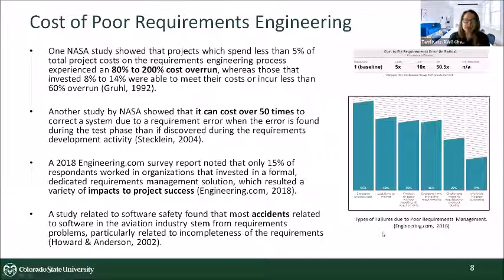So, as we talked about earlier, there are a lot of costs associated with poor requirements engineering, and there are a ton of articles on this. I'll just highlight a few here. There are different types of failure from industry surveys, where people indicated these things happened because their company did not have a robust requirements management process. You've also got the infamous studies done by NASA about the cost growth later in a project life cycle when you uncover an error due to poor requirements definition.